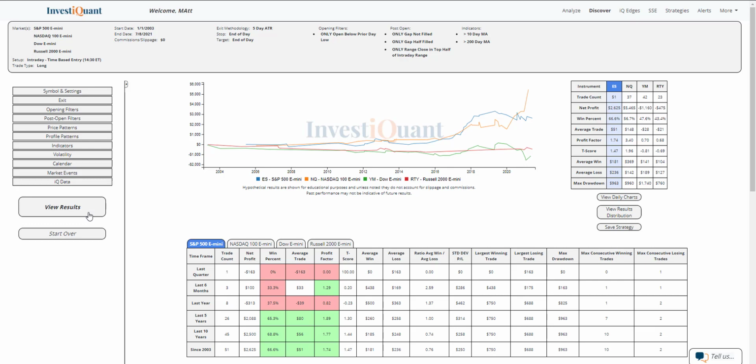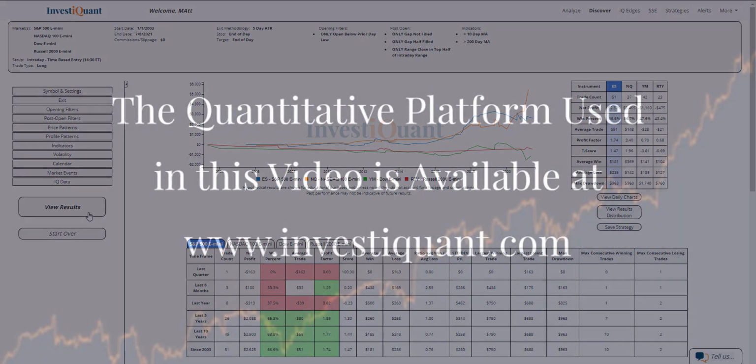Average win and average loss is kind of all over the place as well. So the average loss on the S&P is larger than the average win. And that is the case also for the Dow and the Russell. The NASDAQ's the only one that has a larger average win compared to its average loss. So this pattern has been favored historically in the S&P, but that's not been the case in all of the instruments. It's just kind of been strong for the S&P only. The others are a bit mixed or even weak.